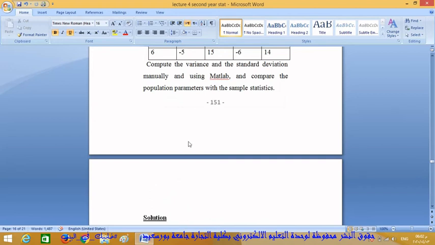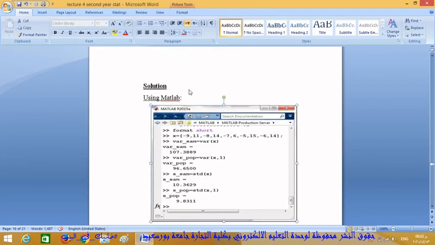The population parameters means the mean and standard deviation, with the sample statistics. Okay, so these are the data set or the observations.